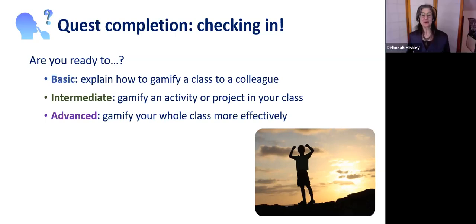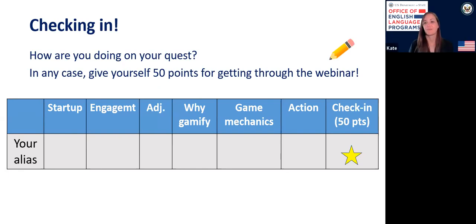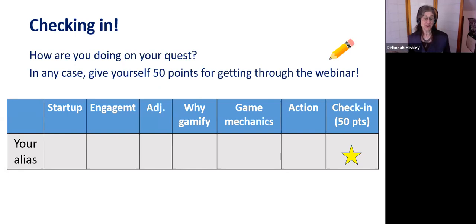Yeah, okay, so now back to your scorecard. You'll add a column called check-in and give yourself 50 points just for getting to the end of the webinar. This is called a free lunch. You've arrived at the end and you get 50 points just for being here. You can feel free to share your final total in the chat if you'd like. You would use something like this scorecard to record the points that your players earned.